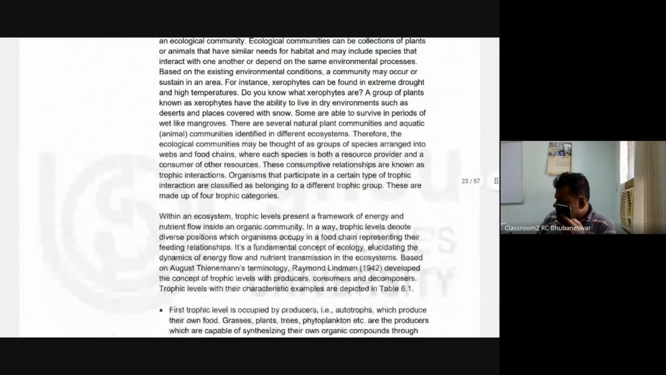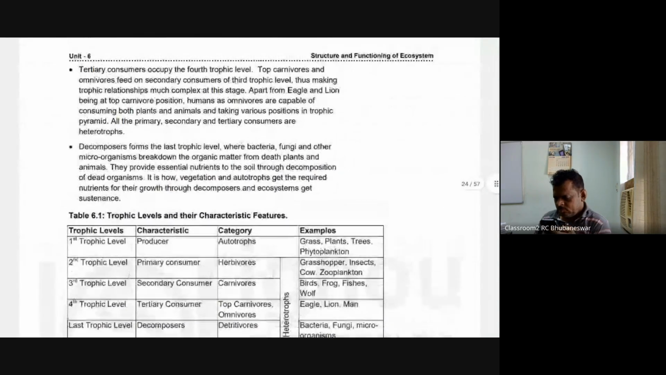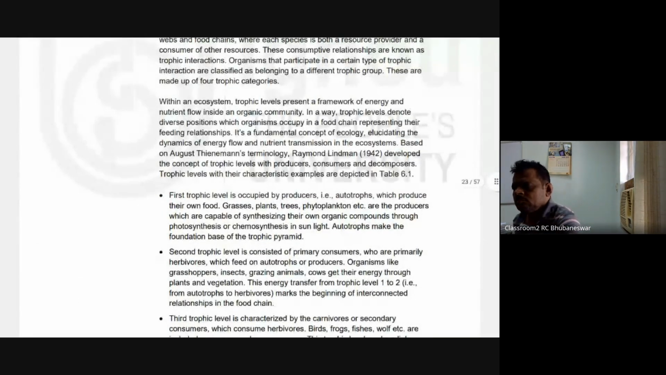Okay. So within ecological communities, you have a different hierarchy. That is basically a framework of energy transfer or nutrient flow. It is a hierarchical framework, known as the trophic level. The trophic levels can be subdivided into four, or five if you include the decomposers. Then you will have five trophic levels.